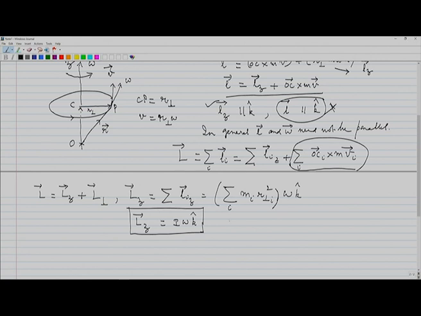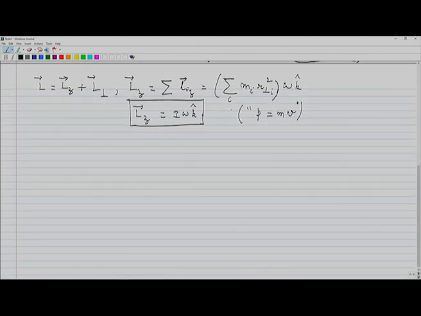So this equation is something that reminds us, a bell should ring in our mind. It is something similar to P is equal to mv in the case of linear motion.